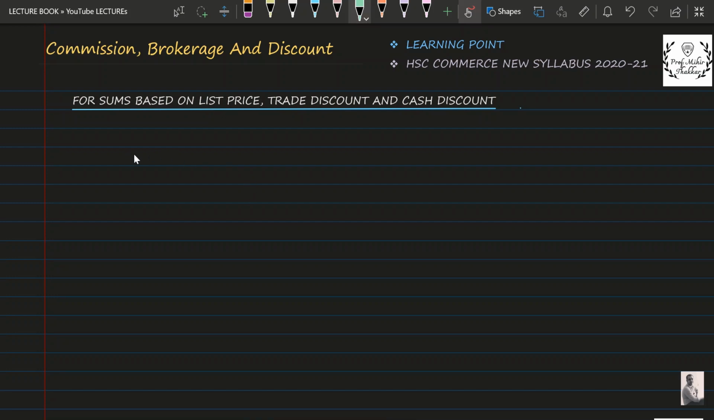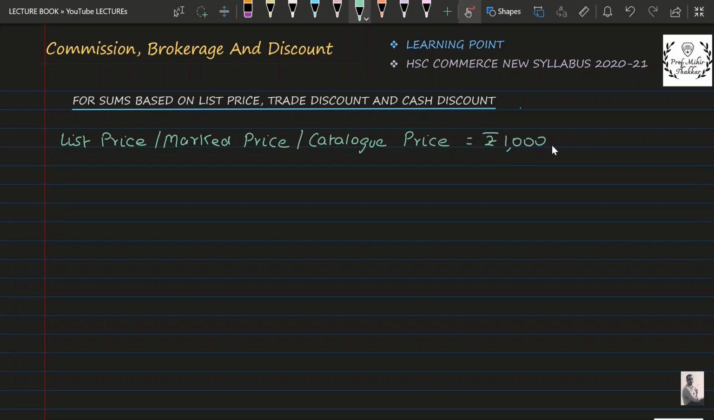Suppose you go to a shop, let us say you want to purchase a t-shirt for yourself, and suppose the cost of the t-shirt is, let us say, 1000 rupees. So that 1000 rupees has got a special name. It is called the list price or marked price or catalog price. That is rupees 1000 in our example.